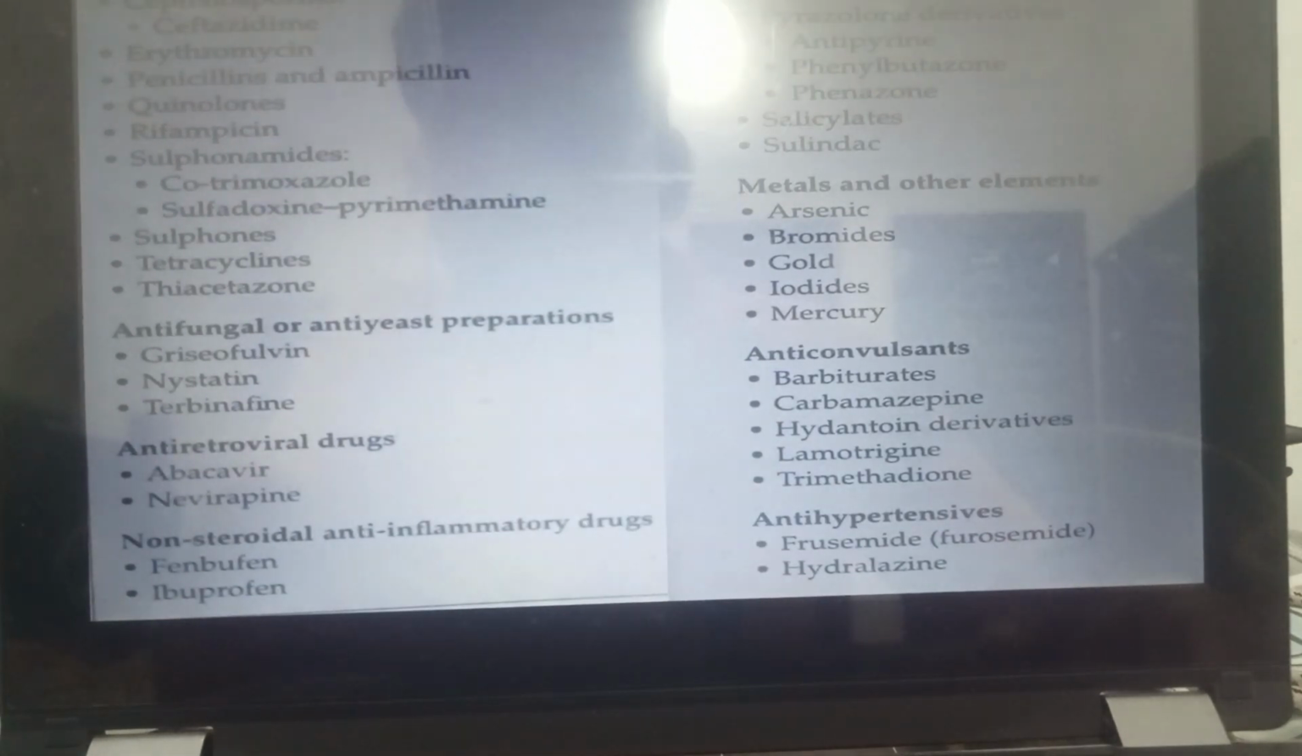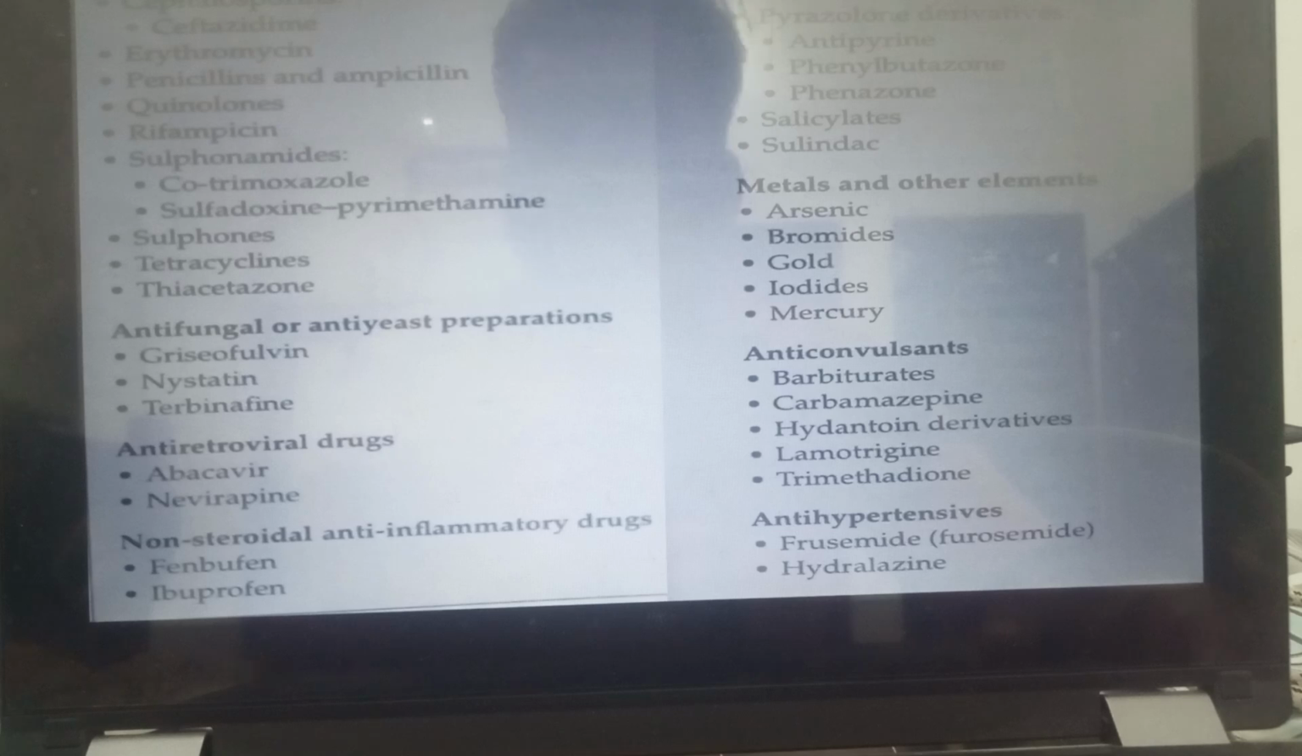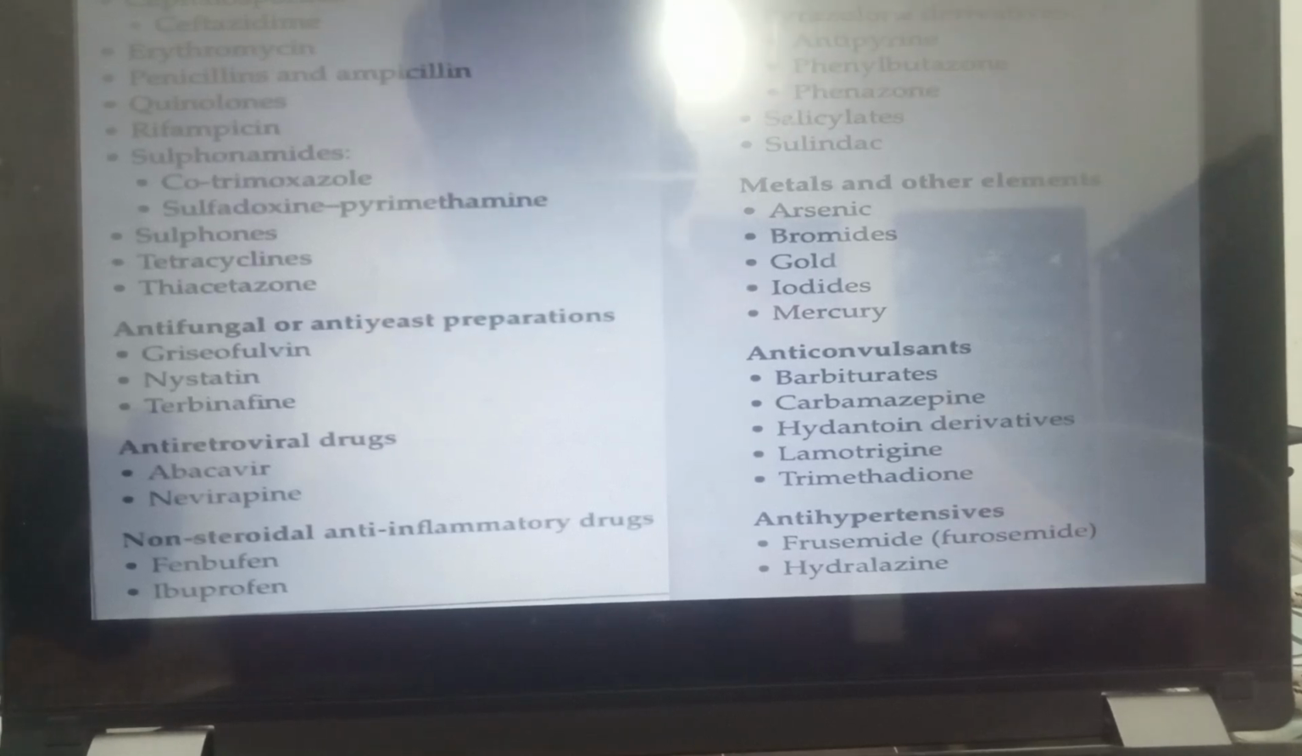There are some antibiotics, for example cephalosporin, which includes cefotaxime, erythromycin, penicillin, ampicillin, quinolone, rifampicin, sulfonamide, which includes cotrimoxazole and sulfadoxine-pyrimethamine, sulfones, tetracycline, and thiacetazone. So these are antibiotics which are involved in erythema multiforme-like eruption.